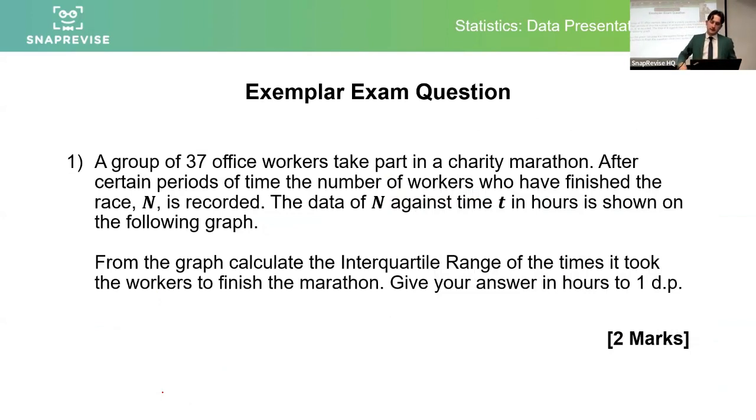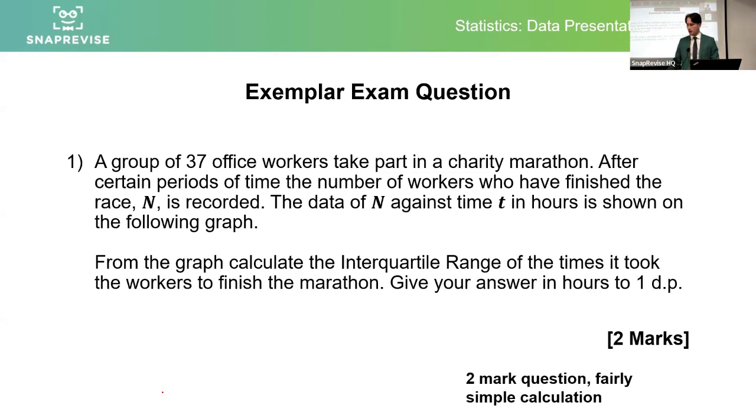A group of 37 office workers take part in a charity marathon. After certain periods of time, the number of workers who have finished the race is recorded. The data of N against T is shown in the following graph. From the graph, calculate the interquartile range of the times it took the workers to finish the marathon. Give your answers to 1 DP. So 2 marks, should be a fairly simple calculation.